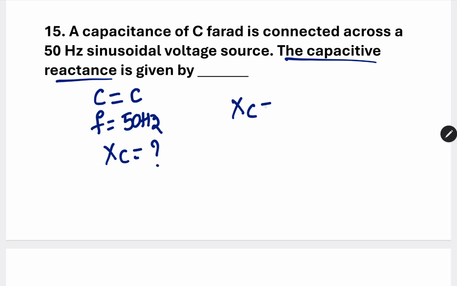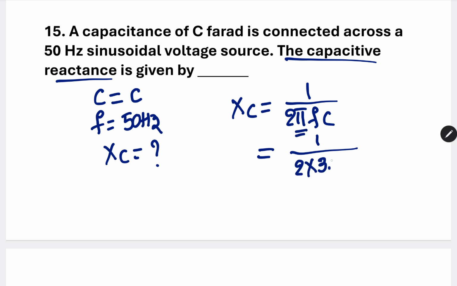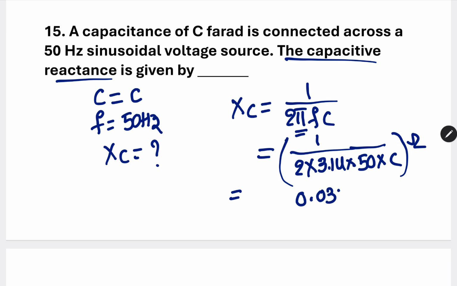What is the XC formula? XC is equal to 1 by 2 pi FC. So that is equal to 1 by 2 into pi, which is 3.14, into frequency F, which is 50 Hz, into C. Capacitive reactance is measured in ohms. So we will get around 0.0318 by C ohms.